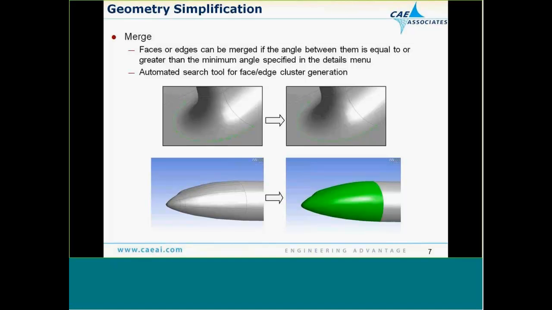Additionally, one of the nice parts about the merge operation is that we can use an automated search feature. So we can automatically have DesignModeler go out and search for faces or edges that it deems appropriate for merging. And then you can review and have it go ahead and generate.